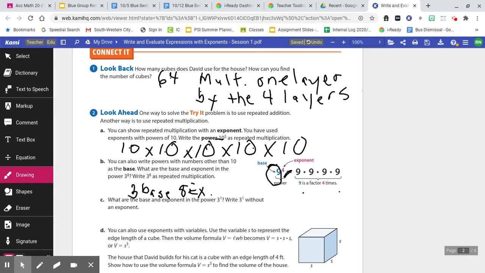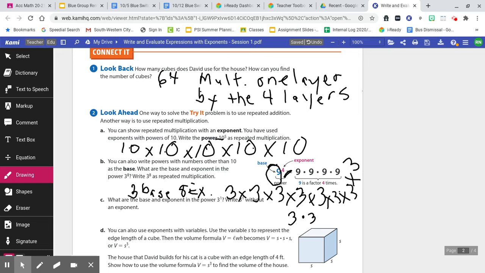And how would I write that as repeated multiplication? Remember, I'm not going to do 3 times 8. I'm going to do 3 times itself 8 times. 3 times 3 times 3, 1, 2, 3, 4, 5, 6, 7, 8. And don't forget, we could have also used just that dot to represent multiplication, so it wouldn't make it quite so long.